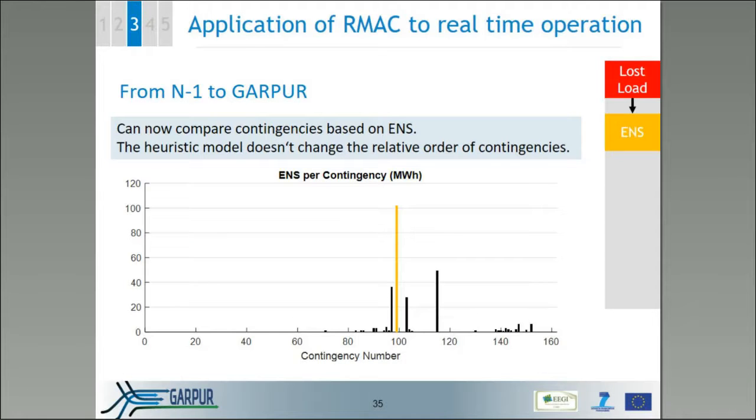When we adjust the loss load estimates based on this heuristic model, we find that it just linearly scales the loss load into energy not served. And so the relative ranking of the contingencies is unchanged, and contingency number 99 still maintains the top spot.